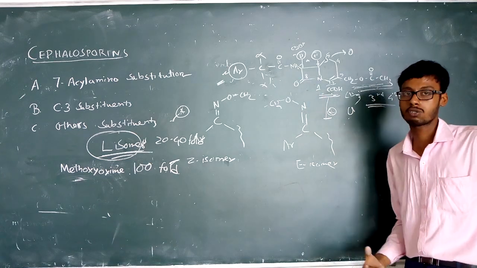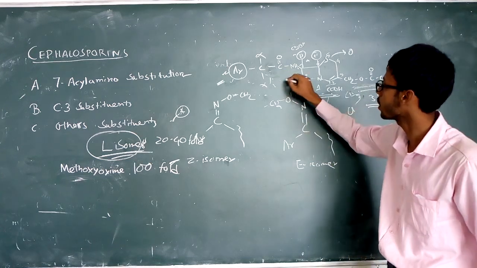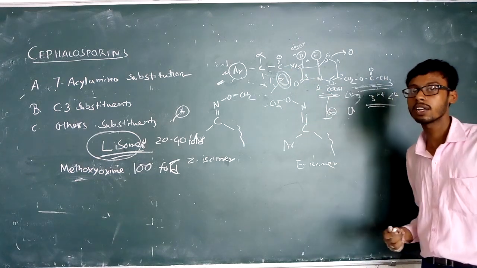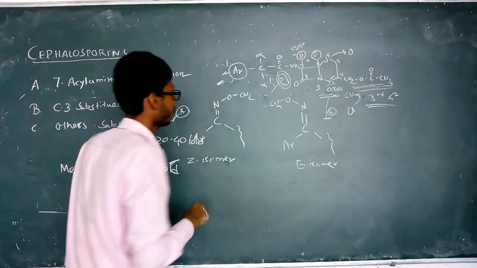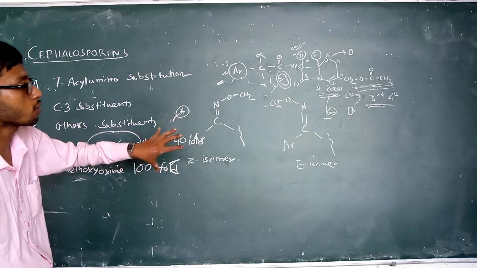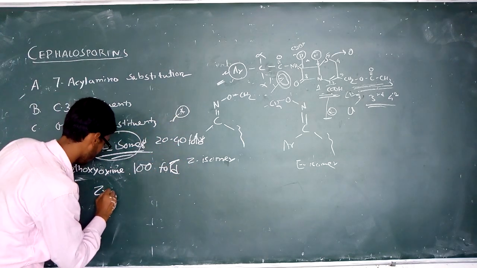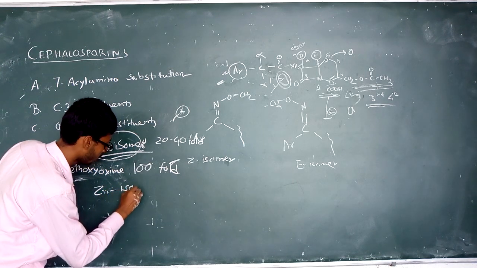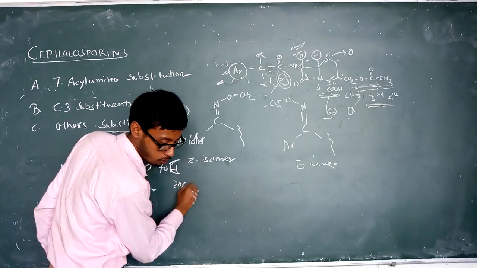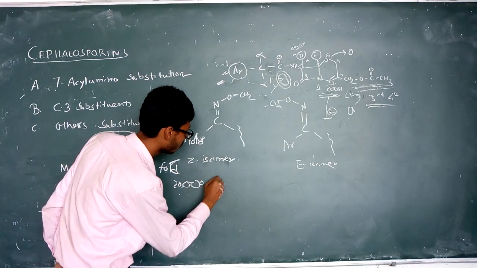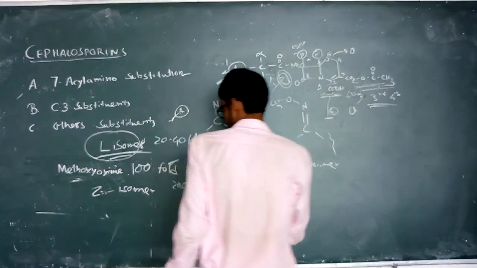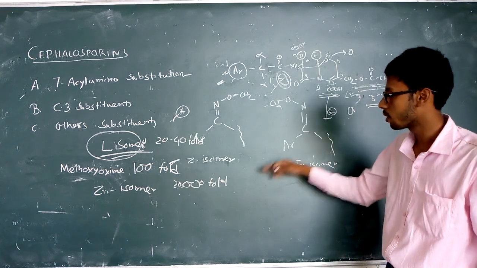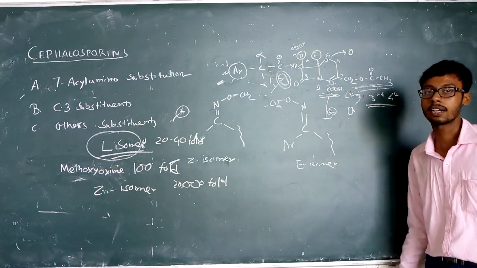And another one, I already stated that with the presence of the oxime there are E and Z isomers. The Z isomer produces steric hindrance, so that beta lactamase cannot enter the second ring system, and that's why the Z isomer is more active against beta lactamase, 20,000 fold more stable than the E isomer.